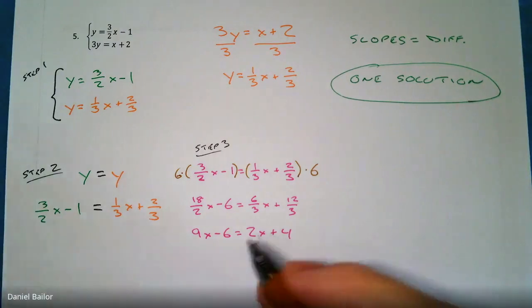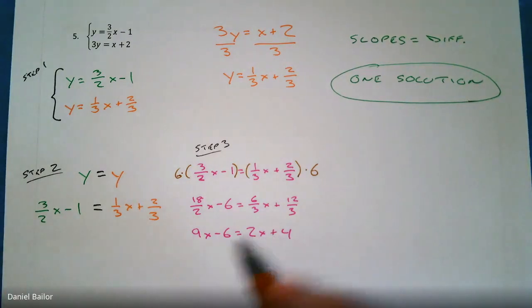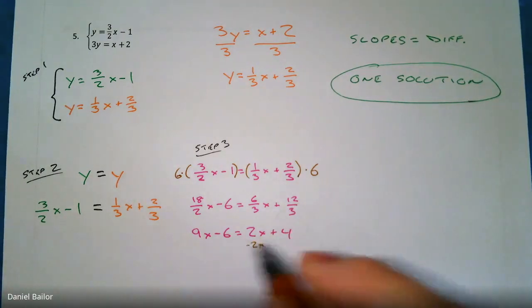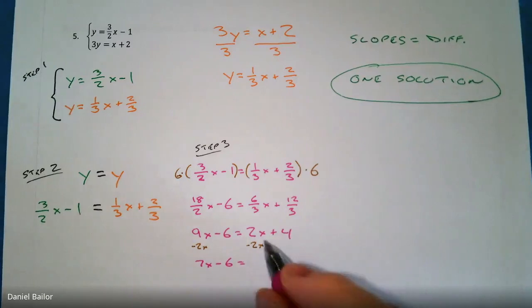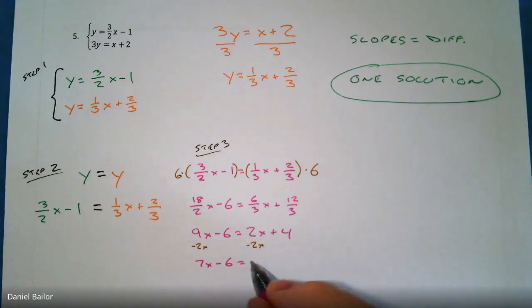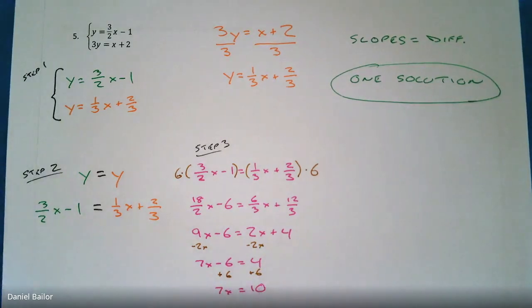First thing I'm going to do is move the x's to one side. So I'm going to do minus 2x over here, minus 2x over there. So I get 7x minus 6 equals, well, 2x minus 2x is 0, so I just get 4. Next, I want to move the 6, so I'm going to use the addition property of equality and add 6 to both sides. That gives me 7x equals 4 plus 6 is 10.